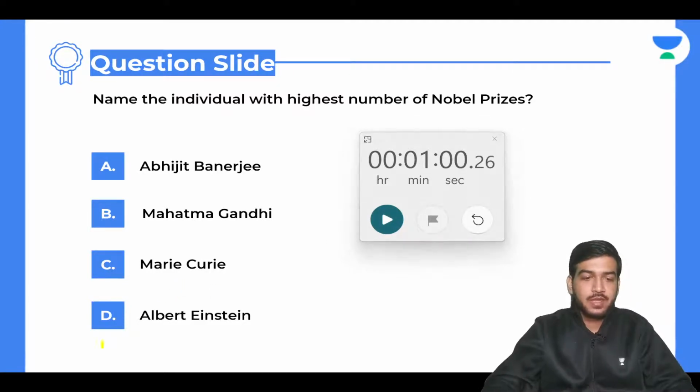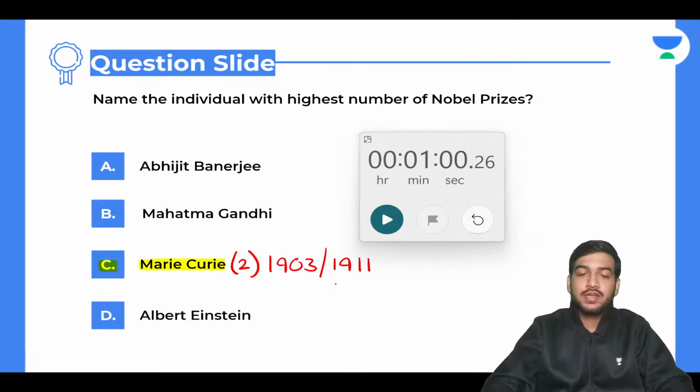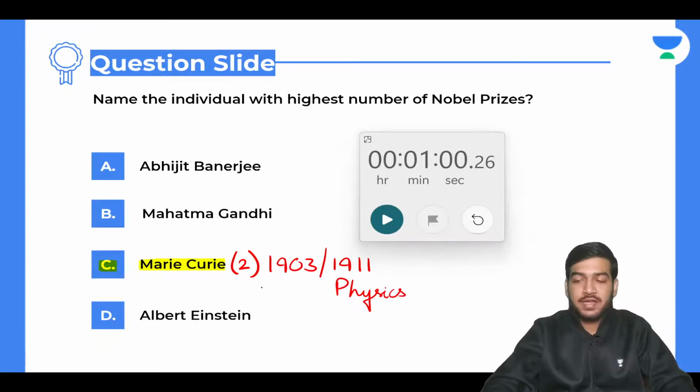Alright. So the answer to this question is C, Marie Curie. Marie Curie is the only person to have been awarded 2 Nobel Prizes. One in 1903 and the other in 1911 for her work in radioactivity. This was in chemistry and then this was for physics. So she has been awarded the prize in 2 categories, that is chemistry and physics, both of them.